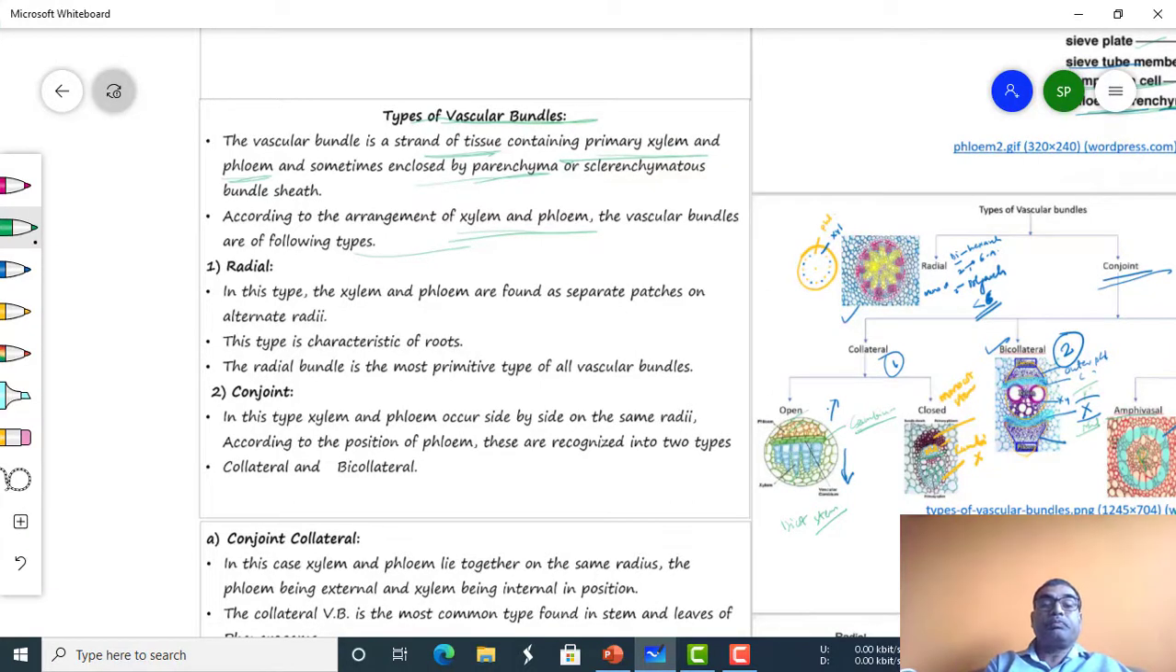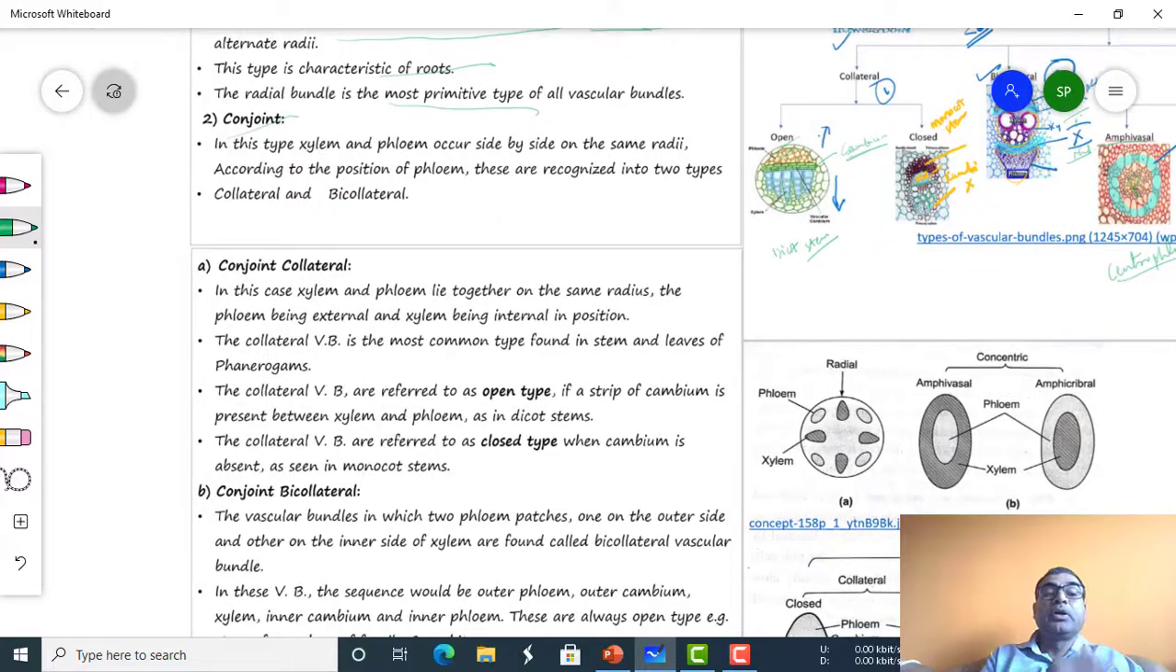So radial type of the bundle, conjoint type of the bundle and concentric type of the bundle, these are the three types. In radial type of the bundle, xylem and phloem are found as separate patches on alternate radii. Okay, characteristic of the root and is a primitive type of the bundle.